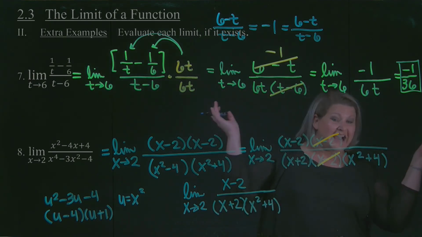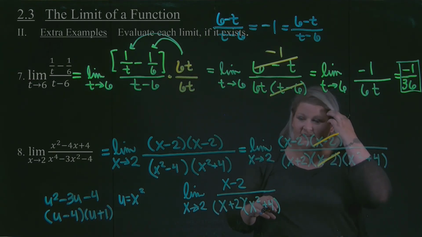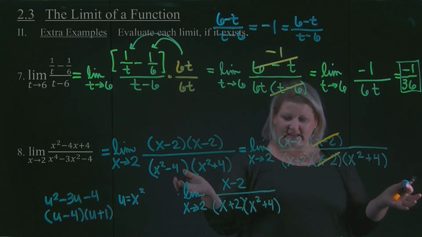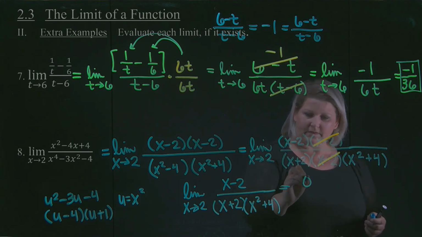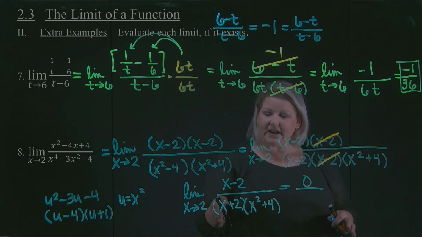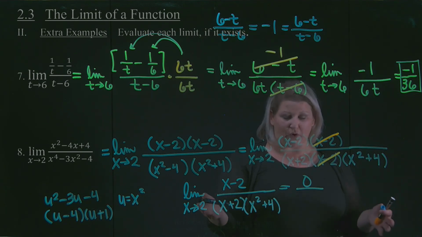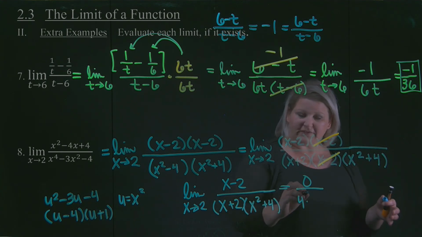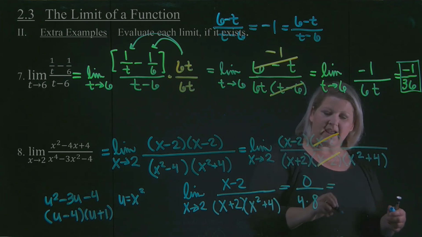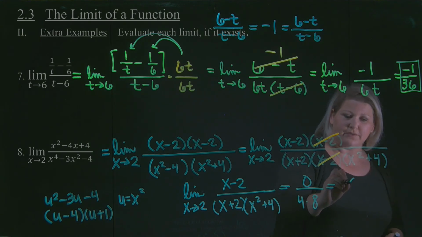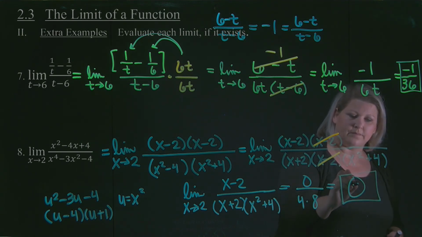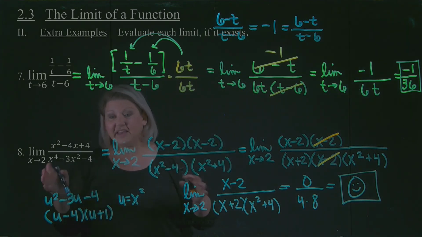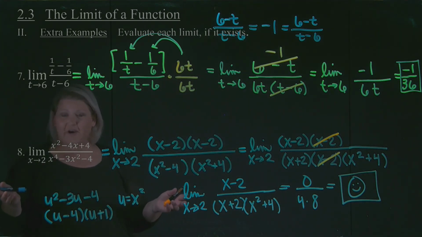All right, time to plug and chug now that I've gotten something to cancel. In the numerator, I've got 2 minus 2. That's going to give me 0. In the denominator, I'm going to have 2 plus 2, which is 4, and then 2 squared, which is 4, plus 4 gives me 8. So I'm going to end up with 0 divided by 32, which is 0. So this limit ends up being 0.